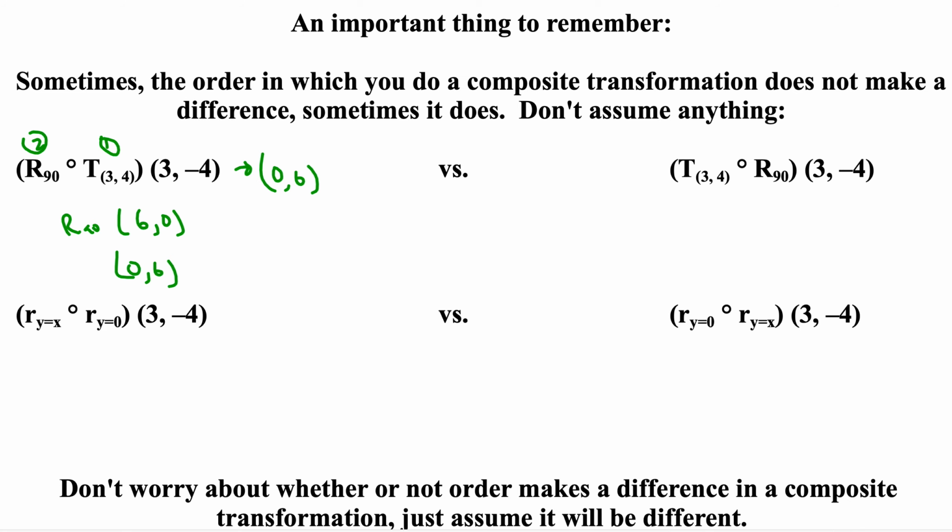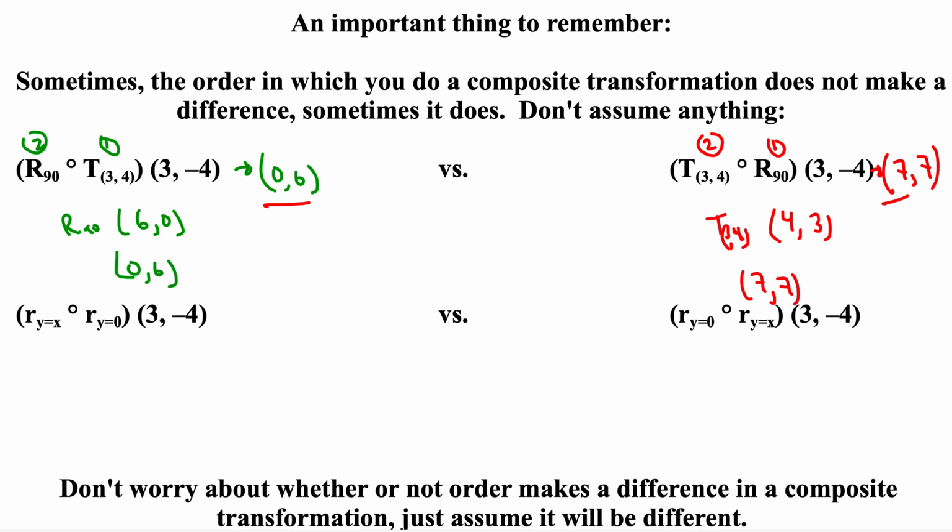Look at this. Same transformations, different order. So what does that mean? Rotation 90 would be opposite y, x. Then the translation of 3, 4 would be 7, 7. So that means that this becomes 7, 7. Now please note, these are different, so the order makes a difference in which you do this.